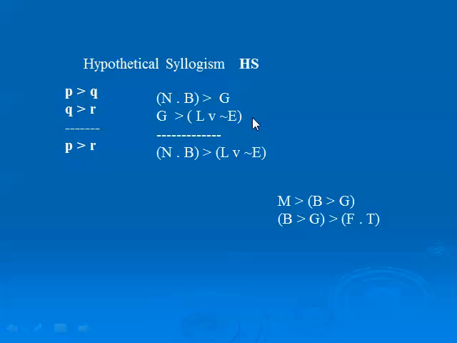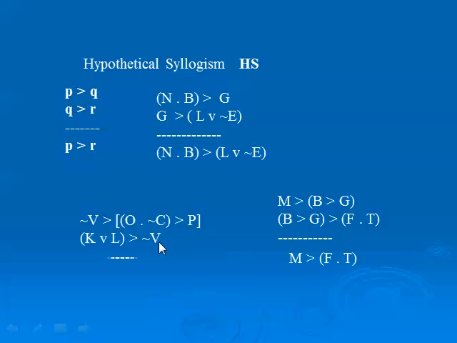Here's another example. You see the common phrase is B implies G, B implies G, so the conclusion is obvious. And one more. Again, the order in these things does not matter. If we have two conditional statements and the antecedent of one of them is the consequent of the other one, then we have the setup for a hypothetical syllogism. And the conclusion here is going to be K or L implies O and not C implies P.